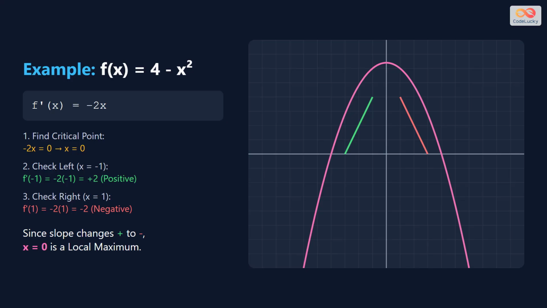Let us look at a simple example with the function f of x equals 4 minus x squared. First, we find the derivative, which is negative 2x. Setting this to 0 gives us a critical point at x equals 0. If we check a point to the left, like negative 1, the slope is positive. If we check a point to the right, like positive 1, the slope is negative. Since the slope switches from positive to negative, x equals 0 is indeed a local maximum.